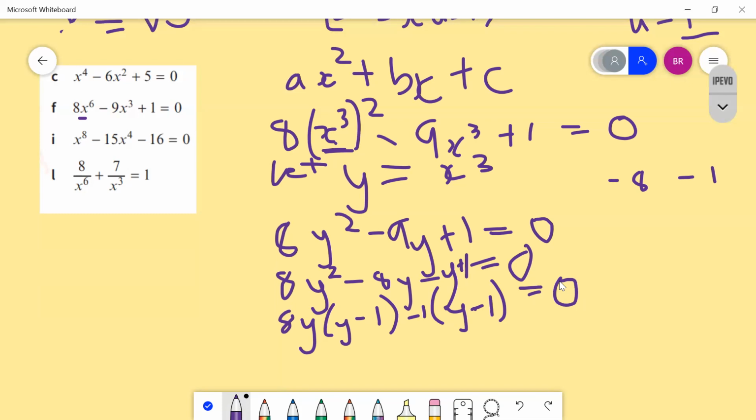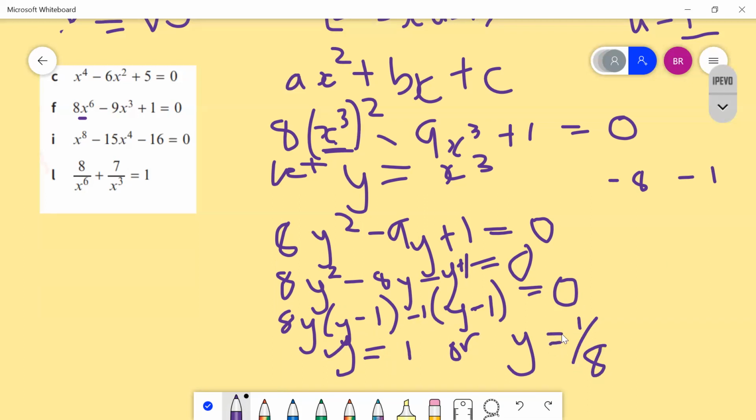Now, in a shortened way, this means 8y minus 1 multiplied by y minus 1 is equal to 0. It means y minus 1 is equal to 0, or 8y minus 1 is equal to 0. The values of y are: y is either 1, or y is equal to 1 over 8. That's the value of y.